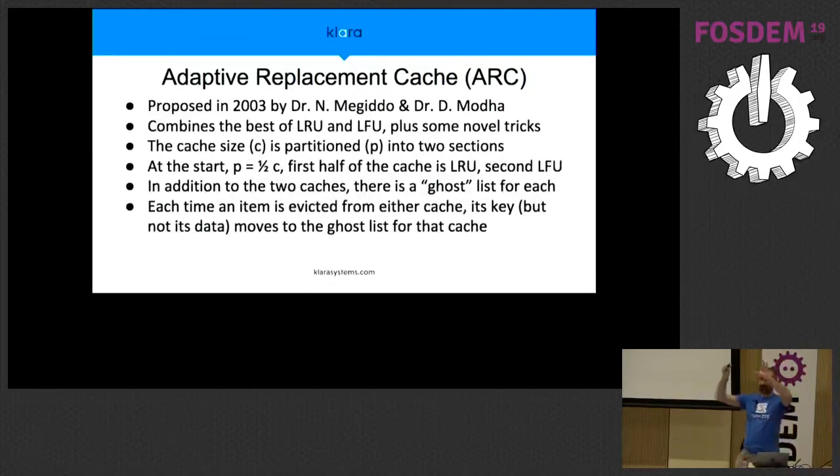So we have these two caches, and they're full up. And then when we have to remove an item from the cache to make room for something fresher, what we do is we throw away the data, but we keep the hash key and put it on this ghost list. So we keep track of items that were recently in the cache, but we've thrown away the data because the cache was full.